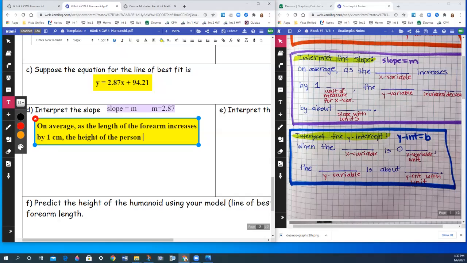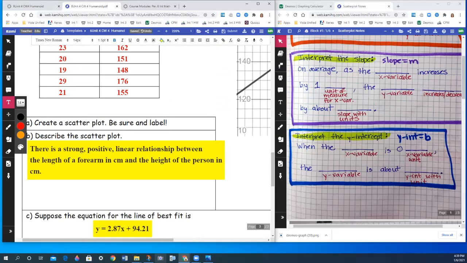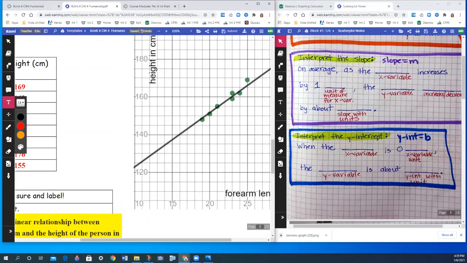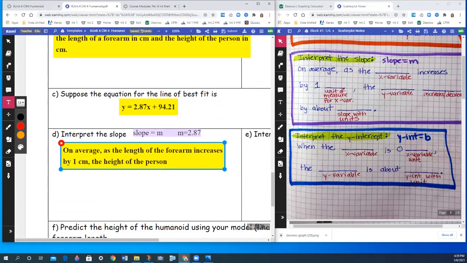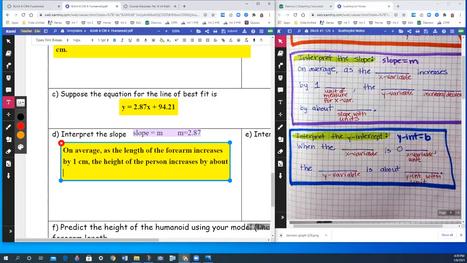and we have to decide if it increases or decreases. Again, my R was positive, my line is increasing, okay? So that means it is increasing. If your R is positive, which means your line is increasing, then we're going to write the word increases here instead of decreases. So as my X increases, my Y increases also, okay? So the height of the person increases by about, and this is where the slope comes in, 2.87 centimeters.